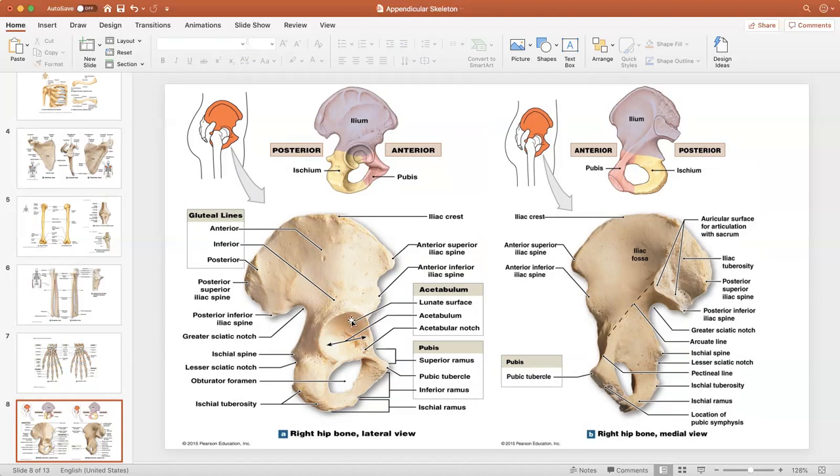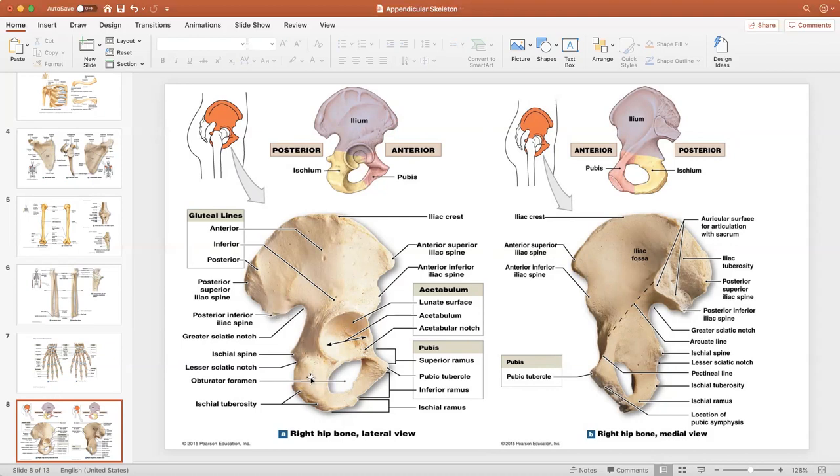The acetabulum has a lunate surface, which is the inside here. And at the bottom, there's a little notch. At the end, you can see better with this drawing. It's kind of open at the bottom. This is the acetabular notch. Okay.